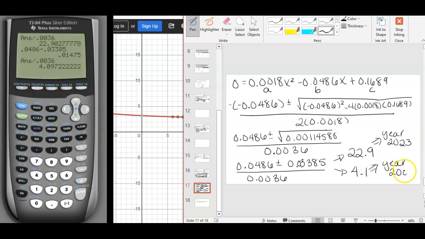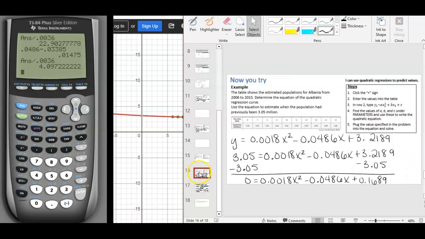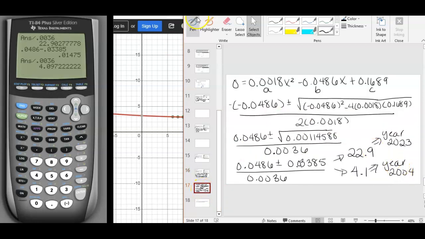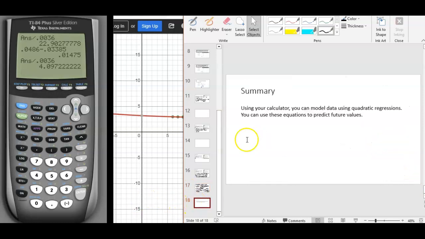Okay, so which is the correct answer that we're looking for? Well, notice that it's saying when had the population previously been 3.05 million? Okay, so if we look at this problem, it only goes up to 2015. So previous to 2015, it would be the year 2004, right? Because 2023 would come after that point. So we're going to say year 2004 is our correct answer because 2023 will come in the future. Okay, so using your calculator, you can model data using quadratic regressions, and then you can use these equations to predict future values.